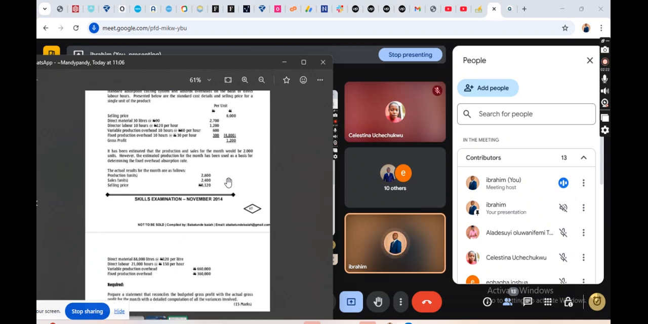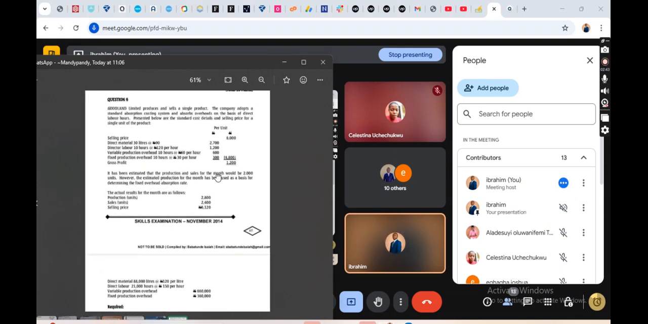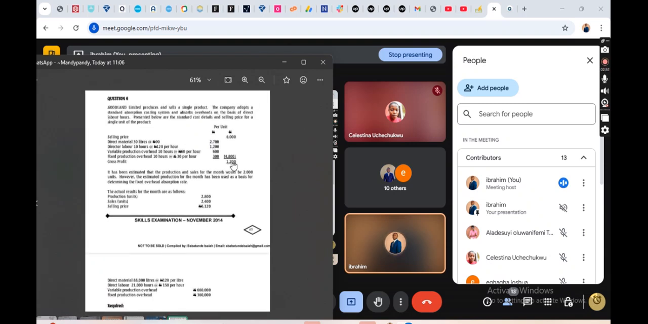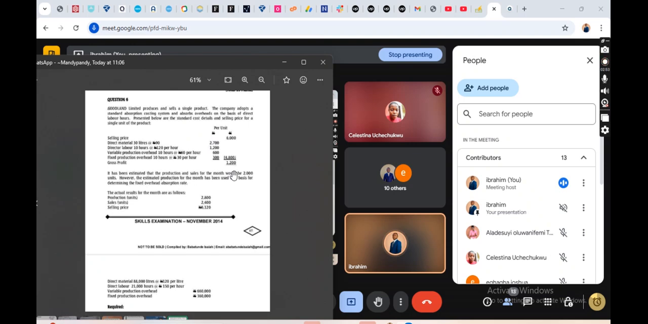Prepare a statement that reconciles the budgeted gross profit with the actual gross profit for the month, with a detailed computation of all the variances involved. So we have to prepare a reconciliation based on the above question, right? They equally state it as budgeted gross profit. Can you see it? Then we'll still see in the question if absorption costing is even stated.